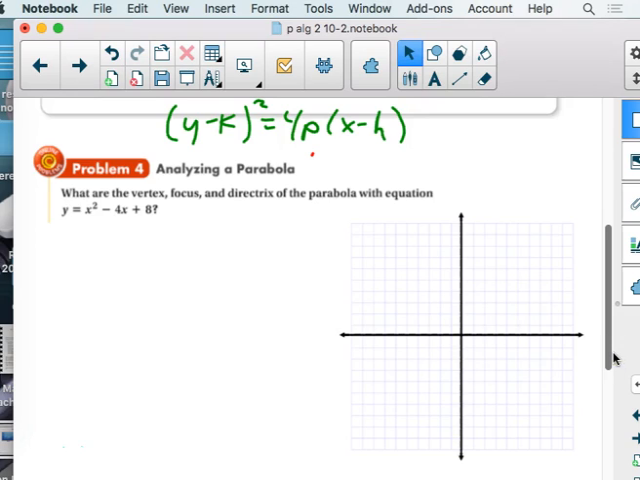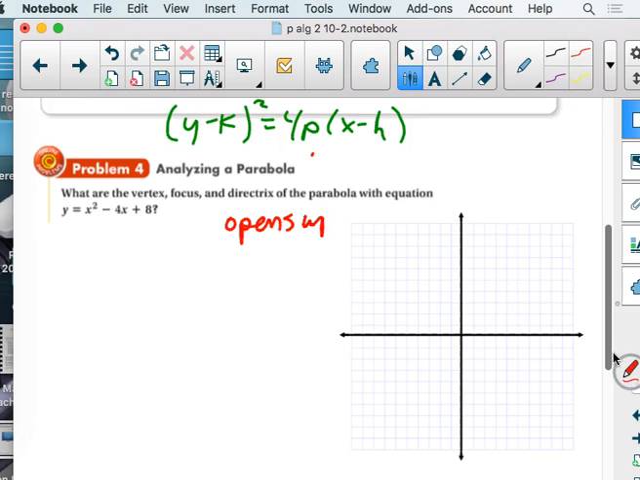But it's not going to be too bad. So let's go down. This says, what are the vertex, focus, and directrix of the parabola with this equation? So the first thing I do is I notice, hey, that's an x squared. So x squareds, those are up and down opening parabolas. And since it's a positive x squared, this one should open up. So if that's the case, I want to make that look like this, because that will give me my h and k values, which are my vertex. And I'll be able to figure out what p is and go from there.